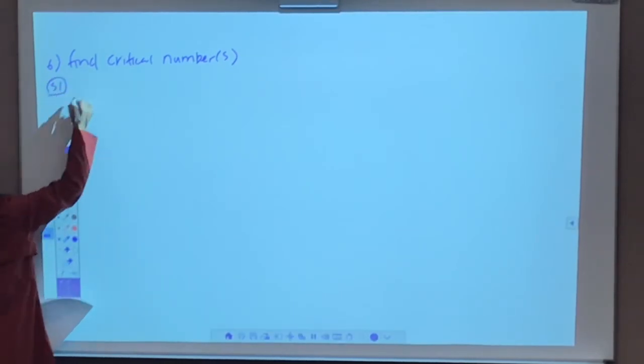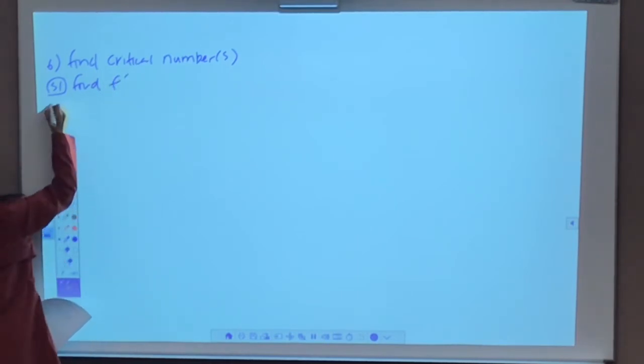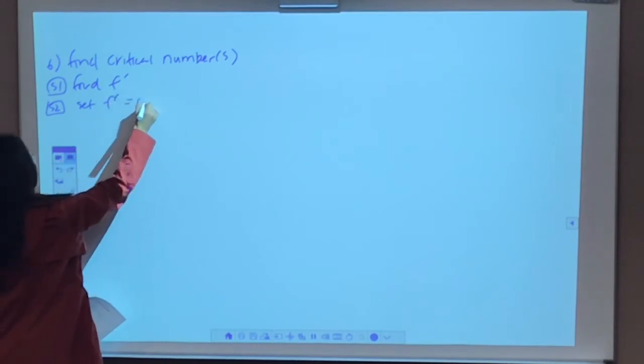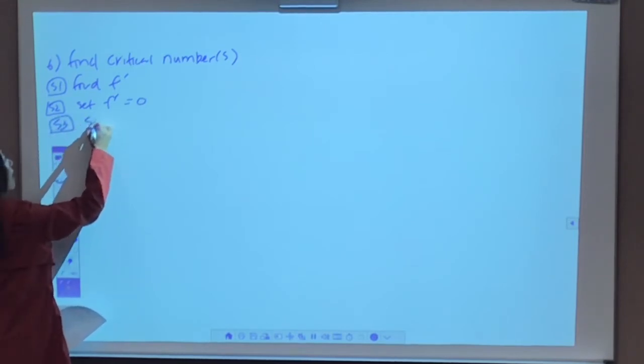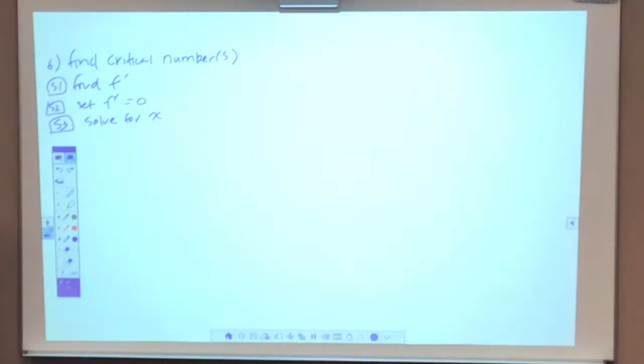Rewrite. Okay, find what? F prime, and then what you do? Set F prime equal to what? 0. And then what? Solve for what? X. That's the step you gotta do. That's how you find critical number.